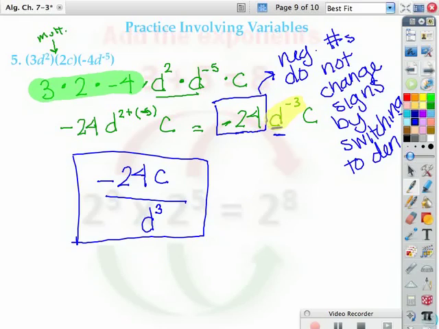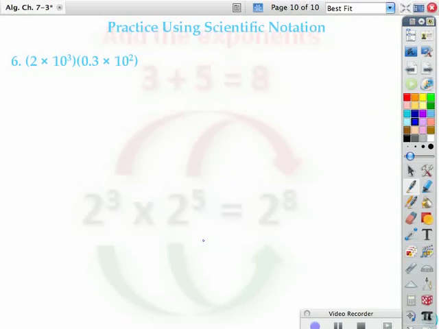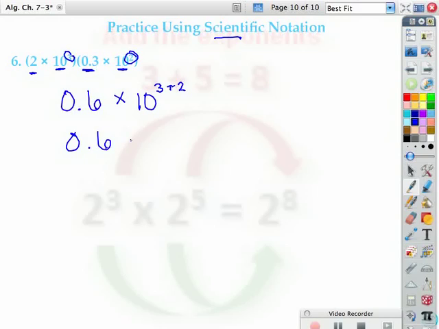All right, and if I'm not mistaken, this is our last problem. Now let's say we're going to go ahead and use scientific notation to multiply two numbers. The very first thing you do is take this 2 and multiply it by this 0.3. So you would end up with 0.6. Okay, now we have times 10. So now the base is 10 and 10 raised to the third, raised to the second. So we go ahead and do the 3 plus 2. So we have 0.6 times 10 to the fifth.